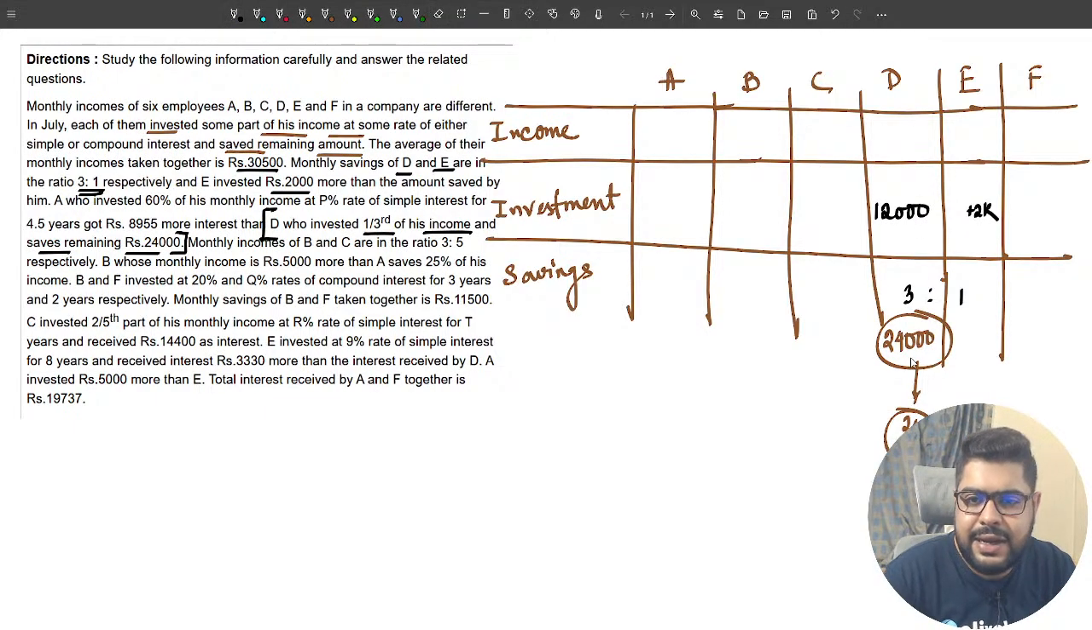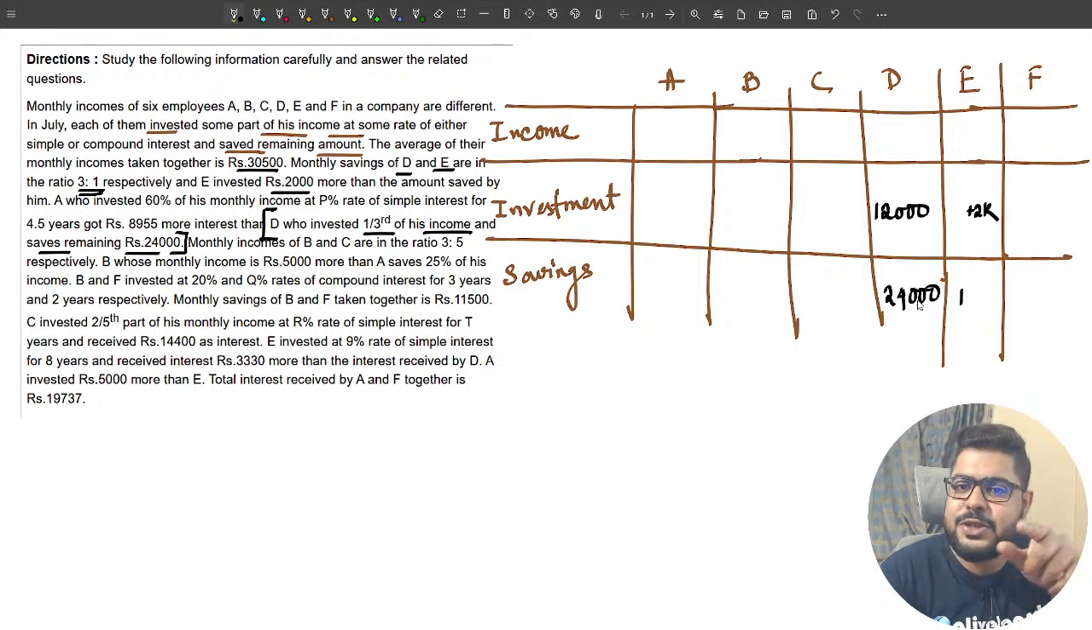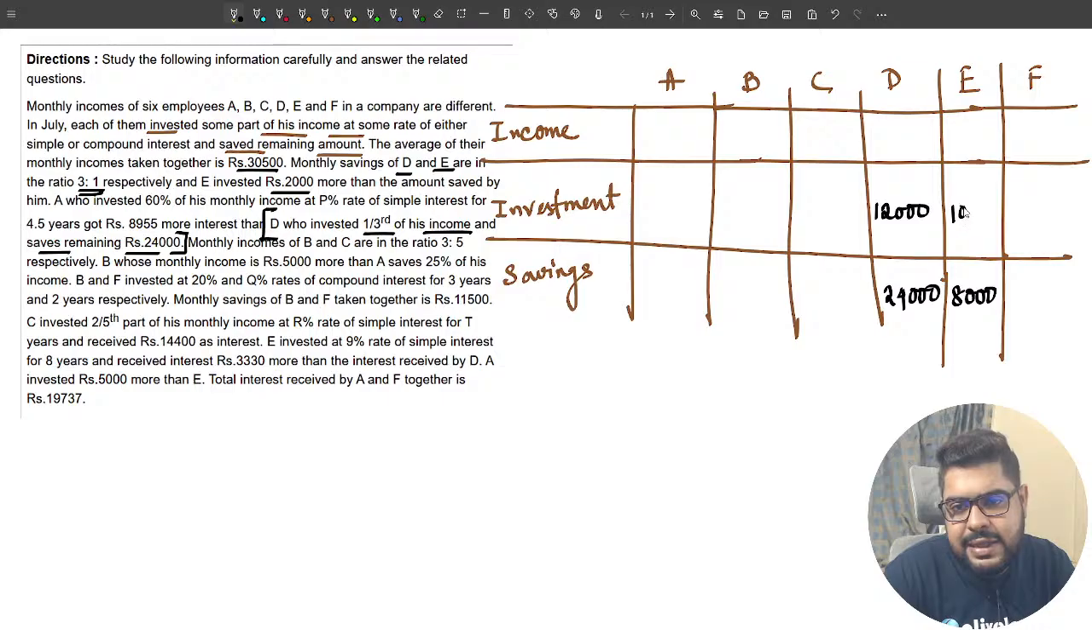And sir, let me write it very clearly. This is going to be 24,000 rupees. And if 3 parts is 24,000, this one part will be 8,000. And if this is 8,000, and this was plus 2K, meaning sir, this is 10,000.